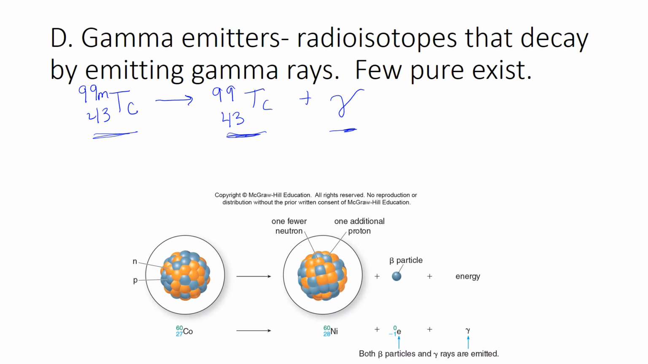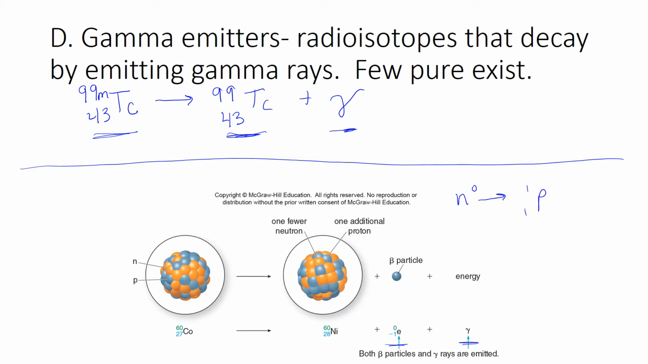Okay, so as we said, usually this doesn't exist by itself. You're not going to get just gamma rays that are emitted. What tends to happen more often is you are releasing gamma rays, that pure energy, along with a beta particle. So if you remember from the previous screen, a neutron can decay into a proton and an electron, or a beta particle. So that's what's happening here.